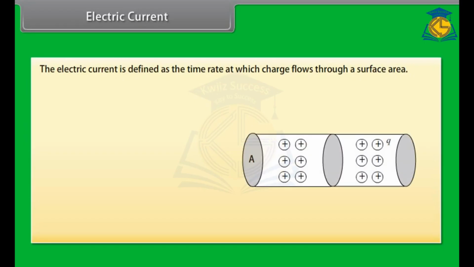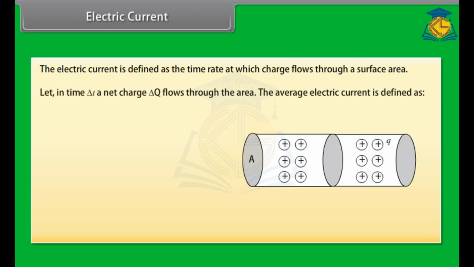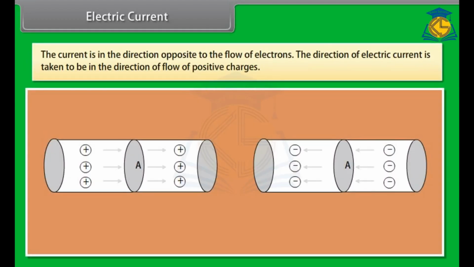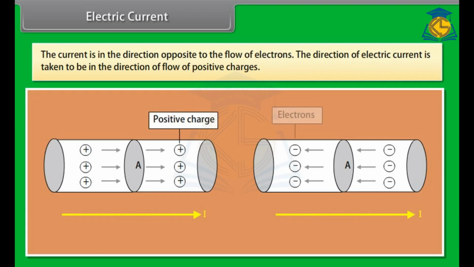Electric current. The electric current is defined as the time rate at which charge flows through a surface area. Let in time delta t, a net charge delta q flow through the area. The average electric current is given by delta q upon delta t. If the flow of charge is not steady, then the instantaneous electric current is given by dq upon dt. The SI unit of current is ampere. The current is in the direction opposite to the flow of electrons. The direction of electric current is taken to be in the direction of flow of positive charges.